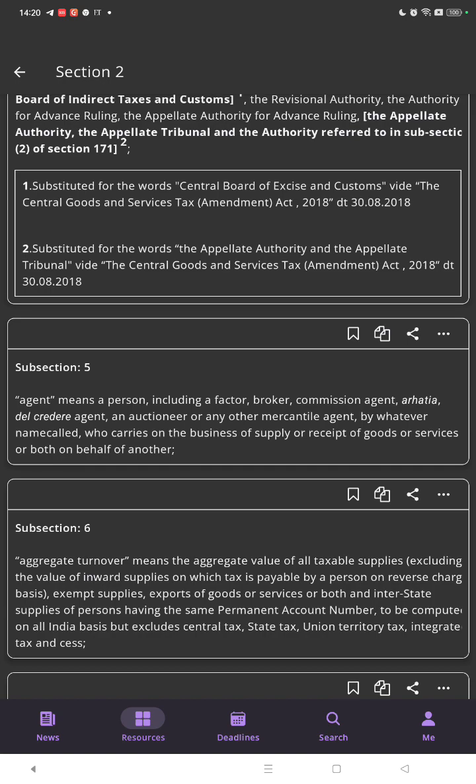Agent means a person including a factor, broker, commission agent, del credere agent, an auctioneer, or any other mercantile agent, by whatever name called, who carries on the business of supply or receipt of goods or services, or both, on behalf of another.